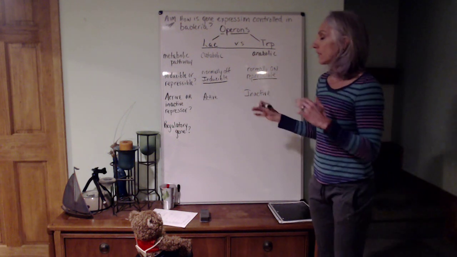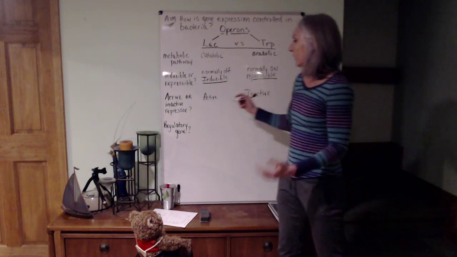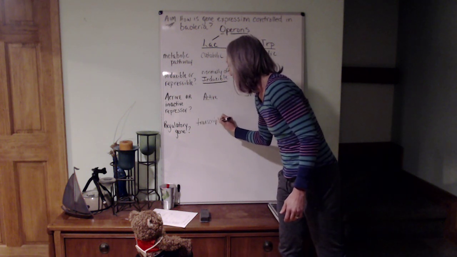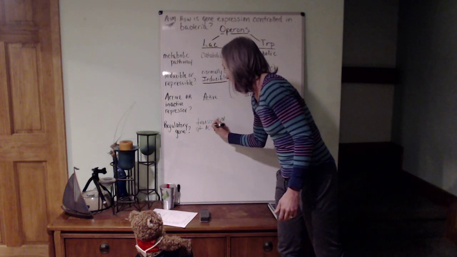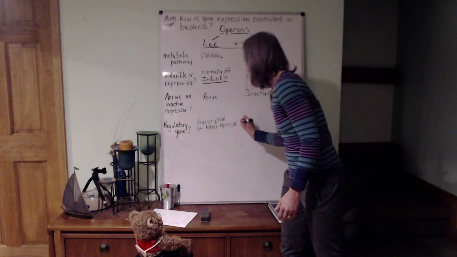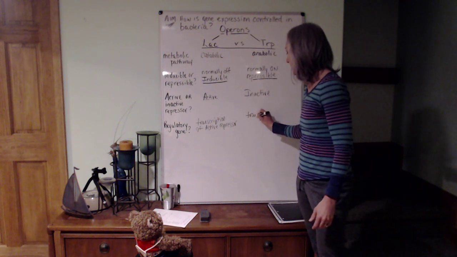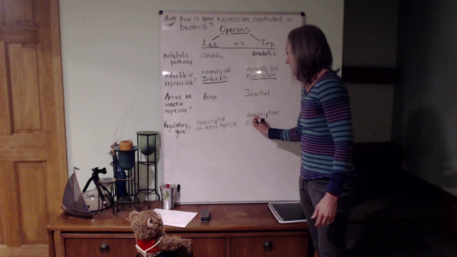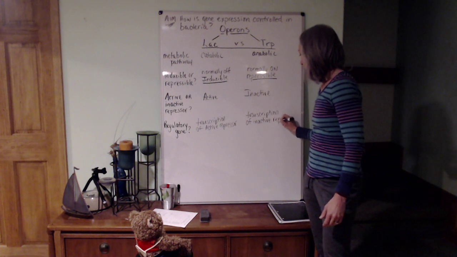All right, so in this case, what is the regulatory gene? The regulatory gene controls for the transcription of the active repressor. And for tryptophan, it's going to control for the transcription of an inactive repressor.